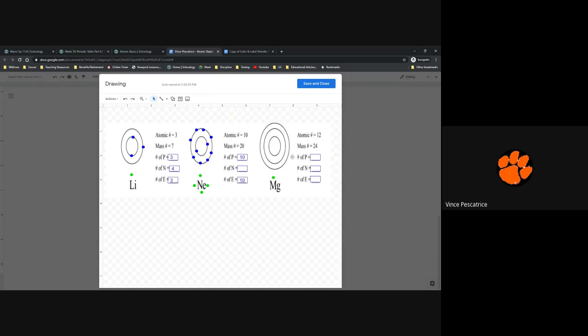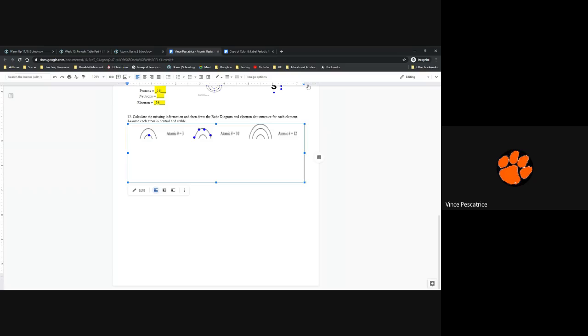And for magnesium, it's the same steps, but you're going to have 3 rings. Remember, you can have 2 in the first ring, 8 in the second and the third ring. So once you fill up one ring, you have to go out to the next ring. I'm going to let you guys do magnesium on your own as a practice. Remember to hit save and close.